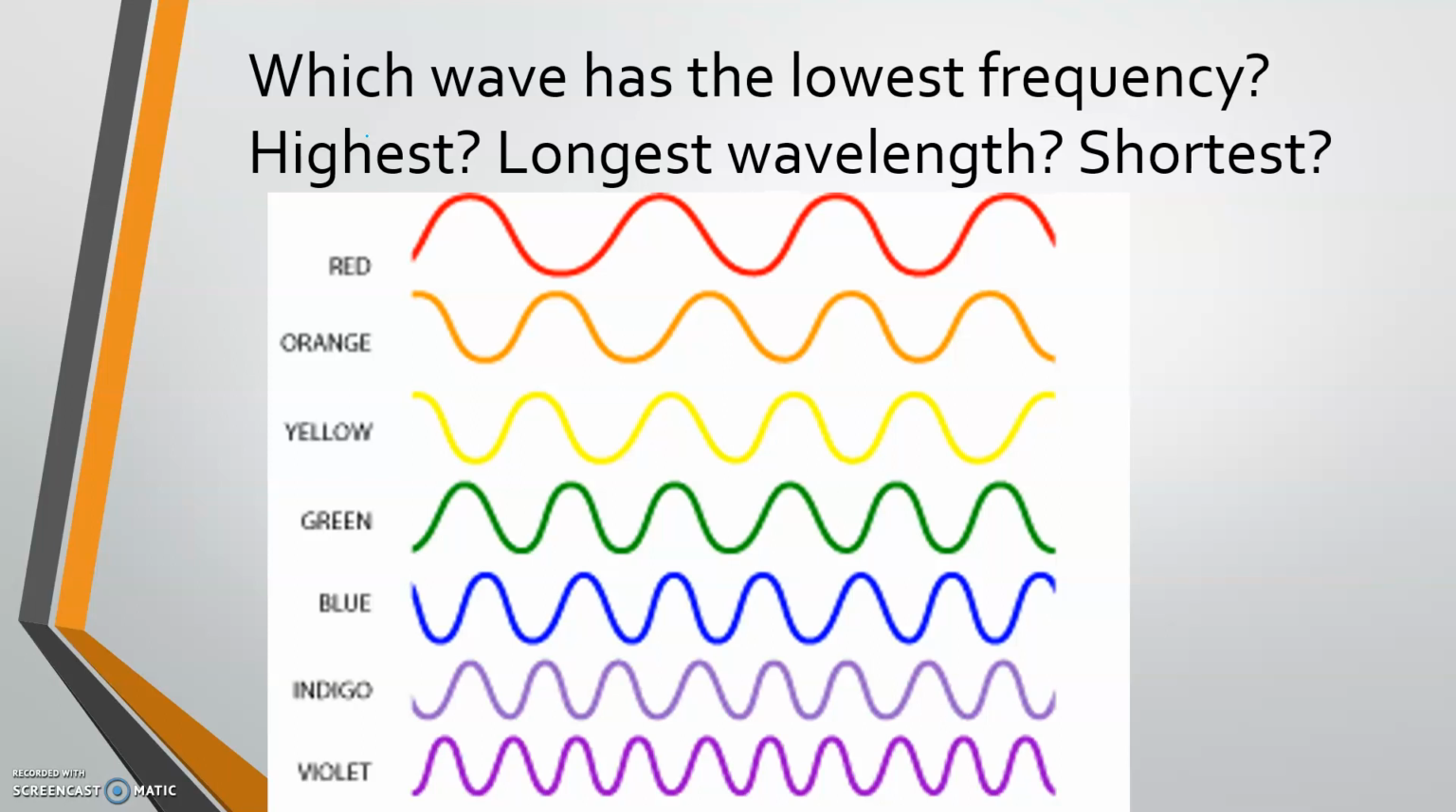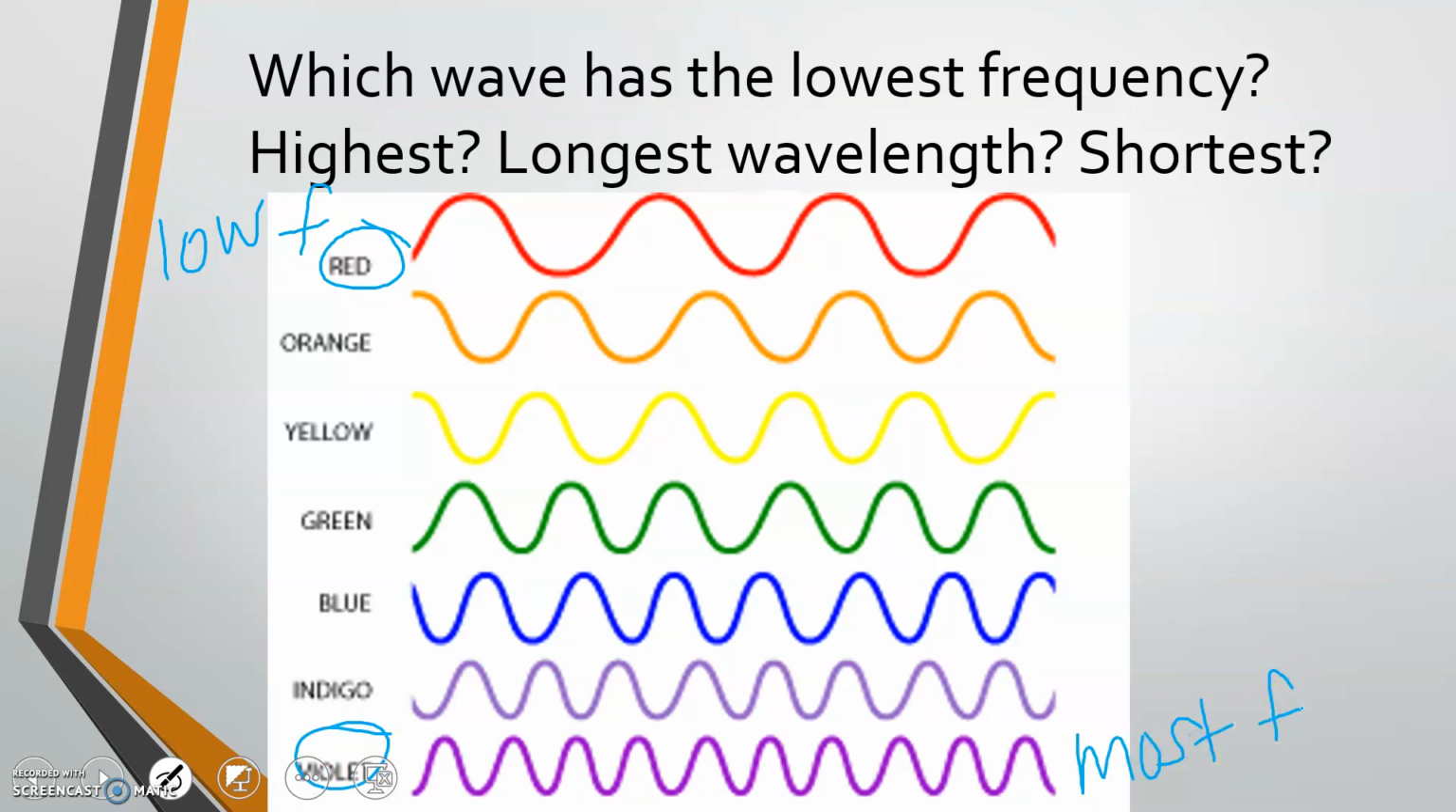Okay, so the lowest frequency means the fewest amount of waves. So that's going to be red. So red has the low frequency. All right, what about the highest frequency? Well, the complete opposite. So you'd want to have the most amount of waves. So violet would be the most or highest frequency, the most amount of waves.